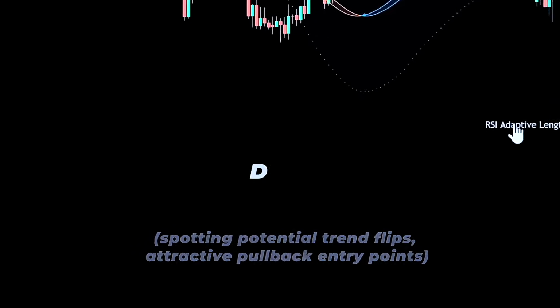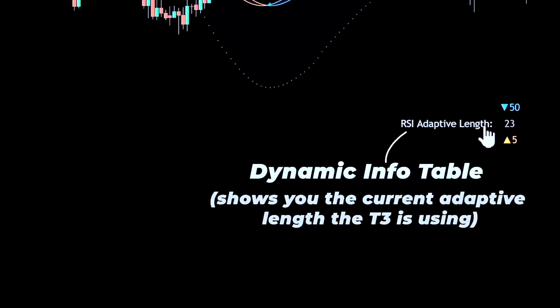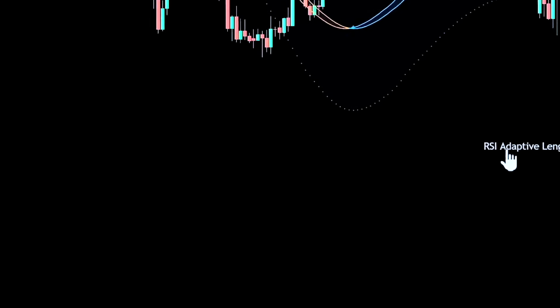Additionally, there is a dynamic information panel that floats on the chart, displaying the current adaptive length of the T3 along with the minimum and maximum length settings you've chosen. This panel updates in real time and it's often color-coded to align with the trend's direction.